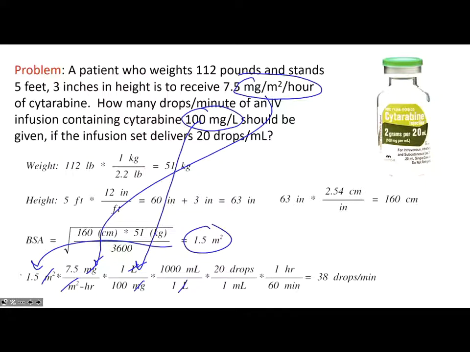And now how do I go from a volume to a number of drops? It depends on the set I'm using, and the set I'm using here has 20 drops per milliliter. So multiply by 20 drops per mil, and I'll cancel my mils, and I'm finally in drops. Yay! But I'm still in hours. Don't forget the hours. So to convert hours, I've got to multiply by 1 hour over 60 minutes. That leaves me with drops per minute. So do that math across, and you get 38 drops per minute.